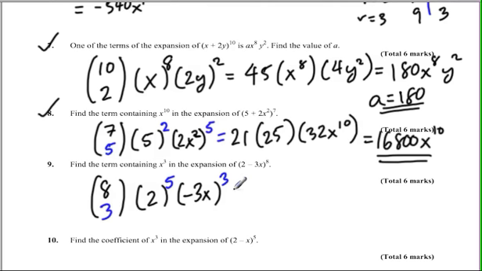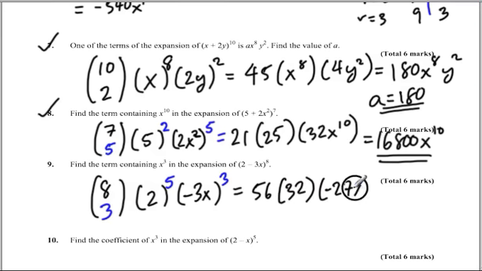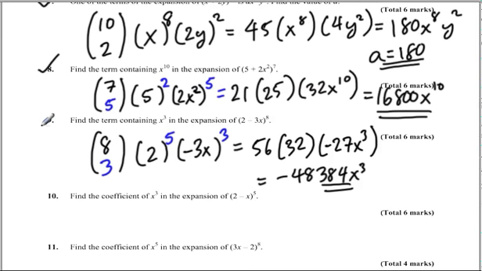So let's just continue with that. 8 choose 3 is 56. 2 to the power of 5 is 32. And negative 3 to the power of 3 is negative 27x cubed, which is exactly what we want. And so 56 times 32 times negative 27 is negative 48,384 x cubed, and that's our solution right there. So we got number 9.